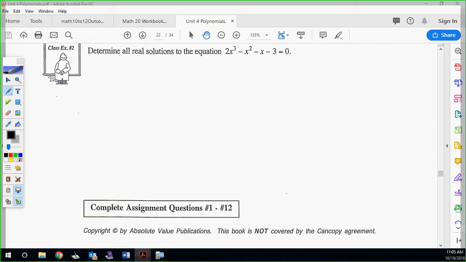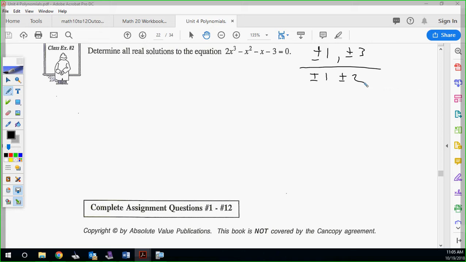Because 3 and 2 are pretty cool, because it's just 3 and 1 and 2 and 1. Right? So I want to do multiples of 3, which is plus or minus 1, plus or minus 3, over plus or minus 1, plus or minus 2. Right? Those are my options. I did p over q.